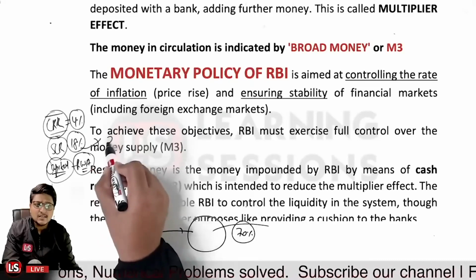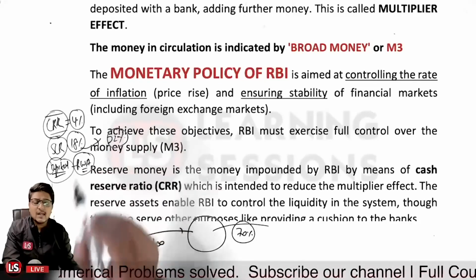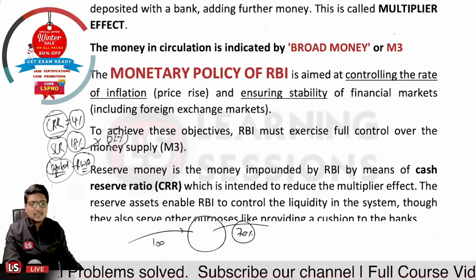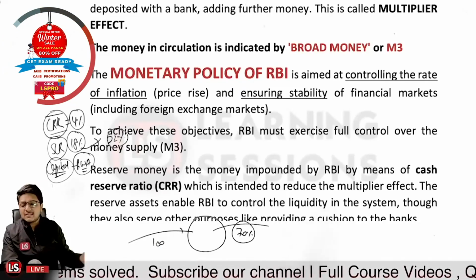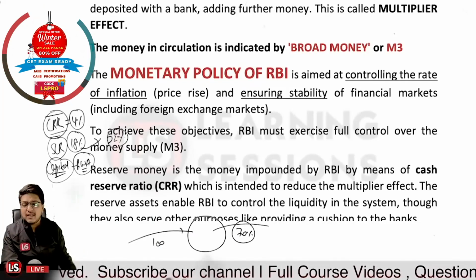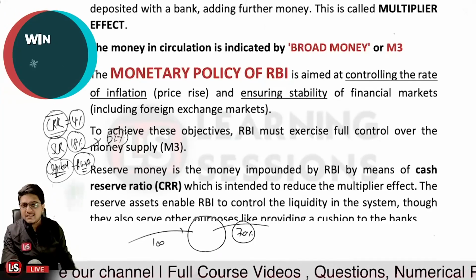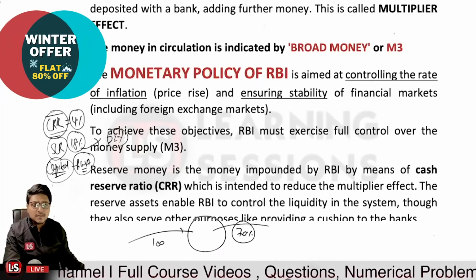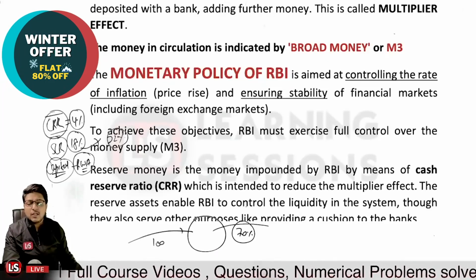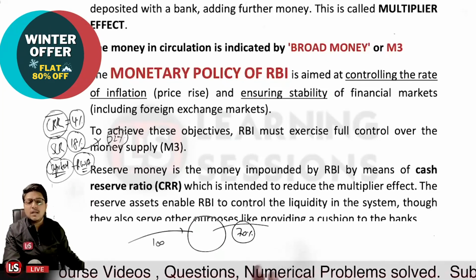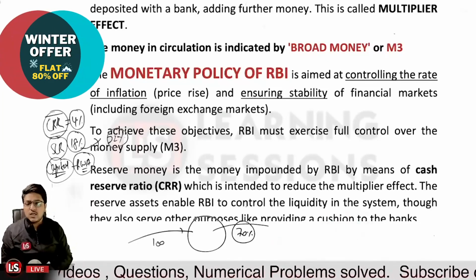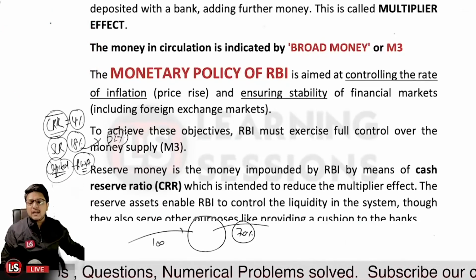Let us say SLR is increased to 22%, and in that case the banks will be having lesser funds for the credit and lending purposes, and ultimately that will reduce the multiplier effect. Is that clear?